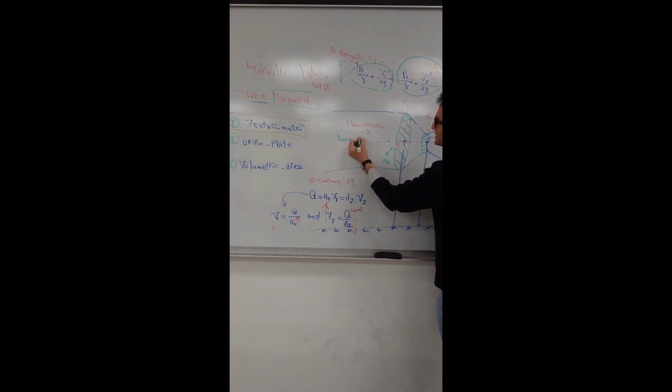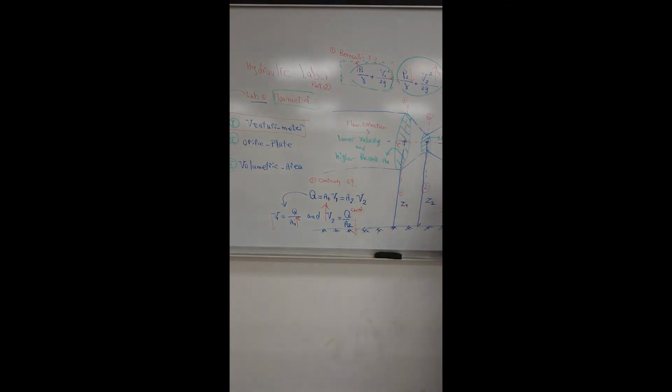So one can say in a venturi meter, in cross-sectional area 1, we have lower velocity and higher pressure, while in cross-sectional area 2 we have higher velocity and lower pressure.